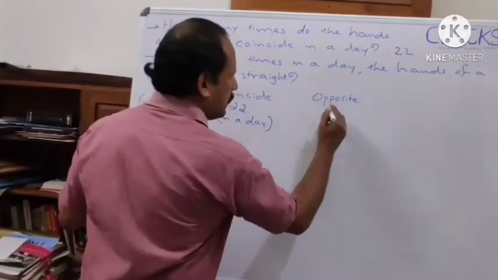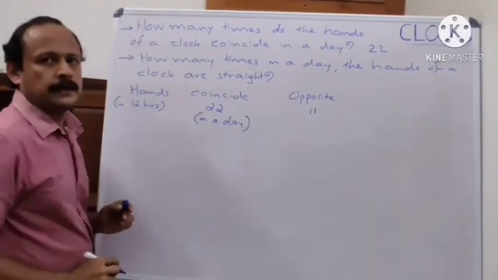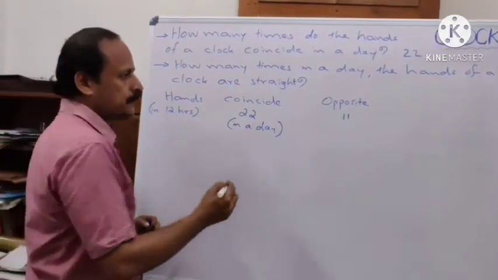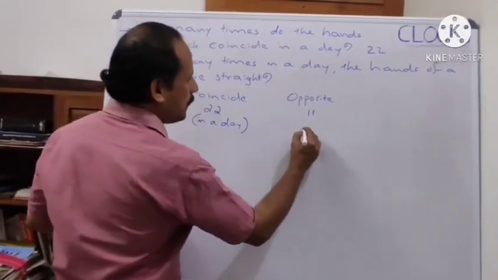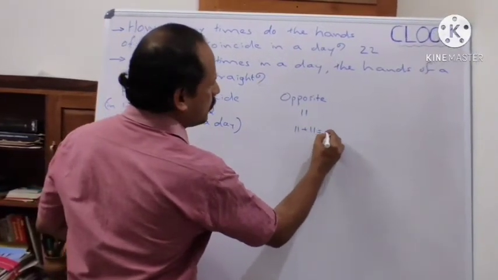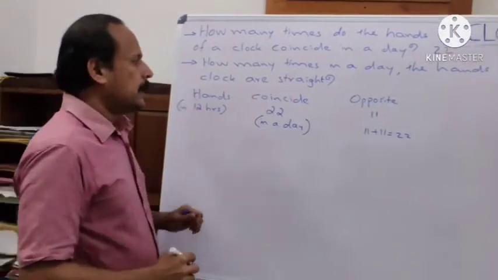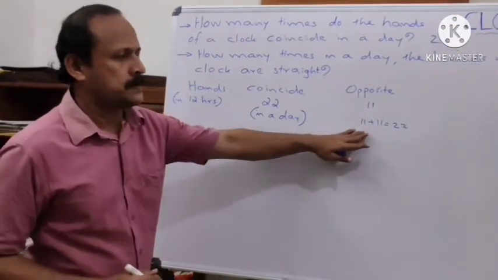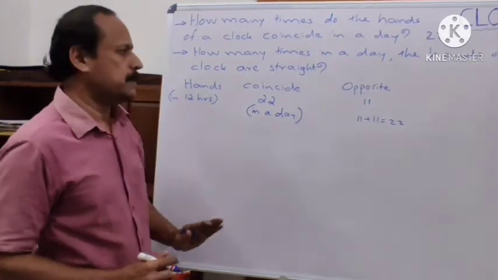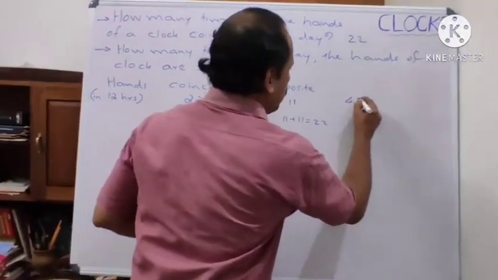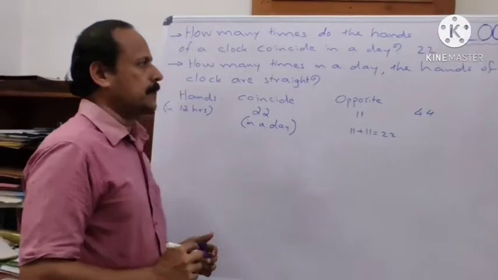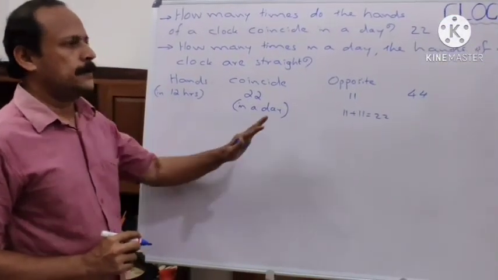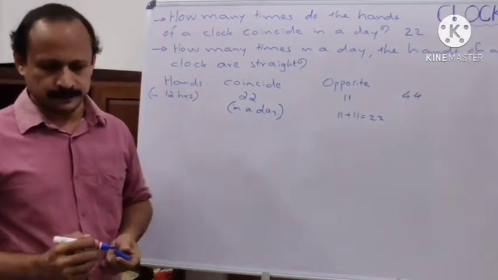So, here in 12 hours, there are 11 cases. Therefore, in a day, totally 11 plus 11 equal to 22. In a day, they coincide 22 times. They are opposite in direction 22 times. Therefore, the answer is 44. The hands of a clock are in a straight line in a day 44 times.